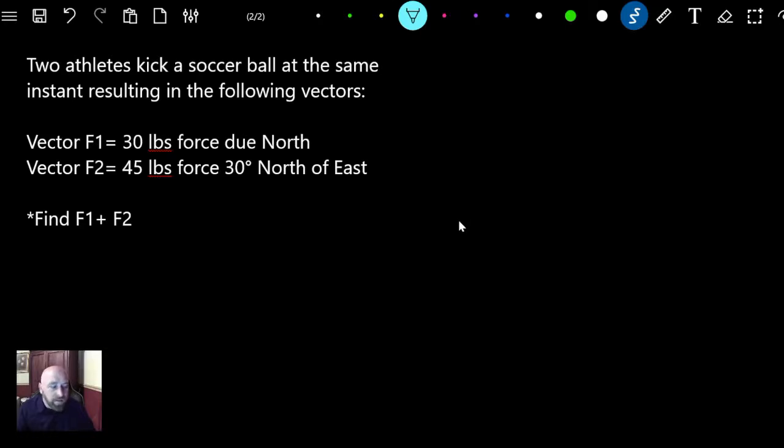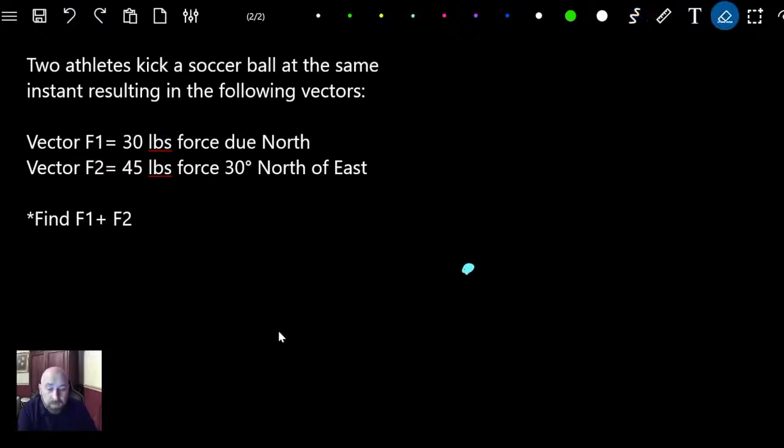So, two athletes kick a soccer ball at the same instant, resulting in the following vectors. In other words, we have a soccer ball right here, and we have two people kicking it in different directions. Now, this is kind of a weird thing. You couldn't really kick the same ball in two different directions at the same time. But let's say that one person kicks it, and then you replace the ball, and then another person kicks it, and it goes in two different directions. So here's the first vector. The first vector is 31 pounds of force due north.